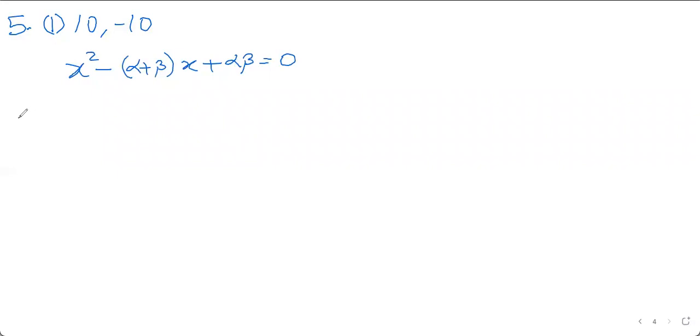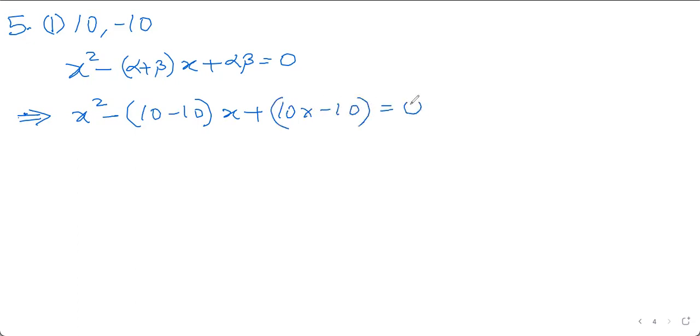So just putting the values in this formula, we get x square minus (10 minus 10) x plus 10 into minus 10 equals 0. Now you will ask me, sir, you are writing alpha plus beta, then why are you writing 10 minus 10? Well, 10 plus minus 10 becomes 10 minus 10, so I wrote it directly.